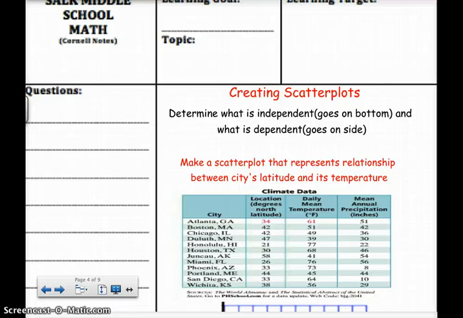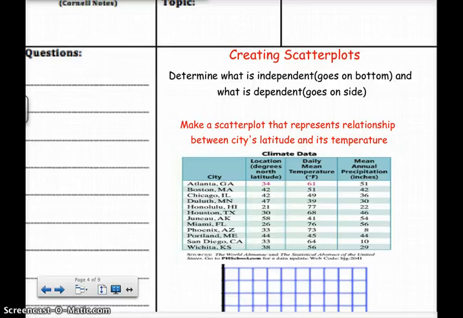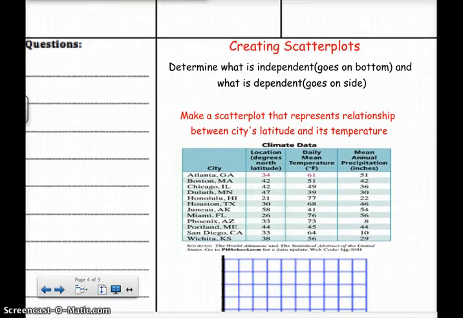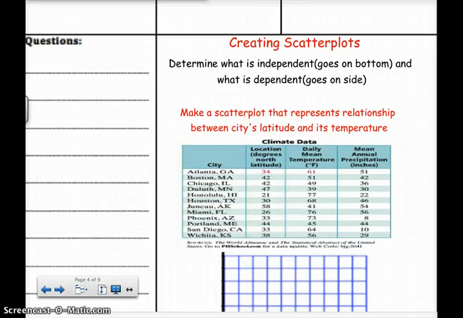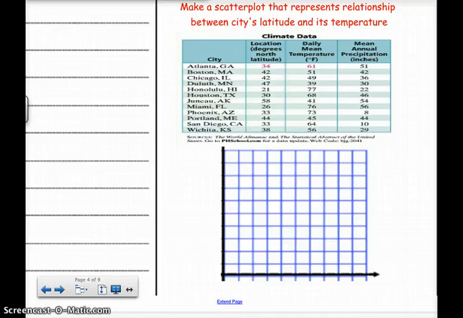All right, the next thing is creating scatter plots, which is the most tedious part of all of it. You need to be able to determine what the independent and dependent variables are, so what goes on the bottom, what goes on the side, and then you're going to make a scatter plot. So we want to make a scatter plot that represents the relationship between a city's latitude and their temperature. So what do you think is dependent on the other? Christian? The temperature is dependent on the latitude. Right. Our latitude would go on the bottom because temperature depends on where your latitude is.